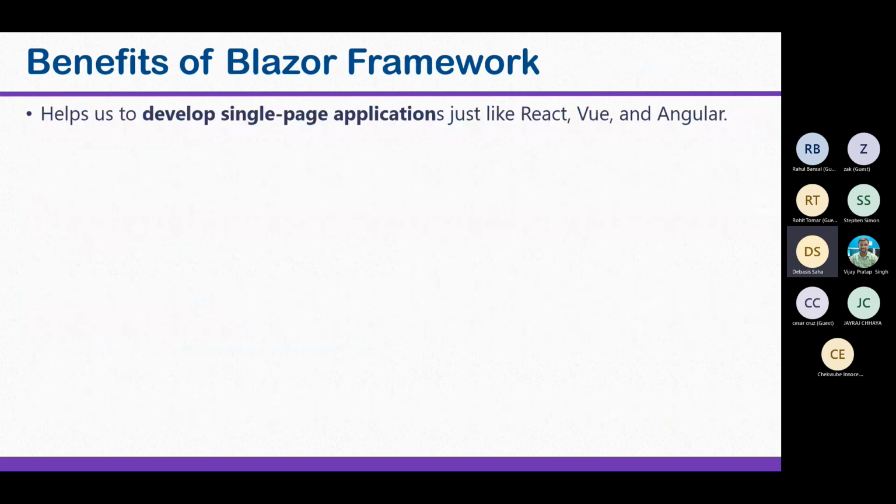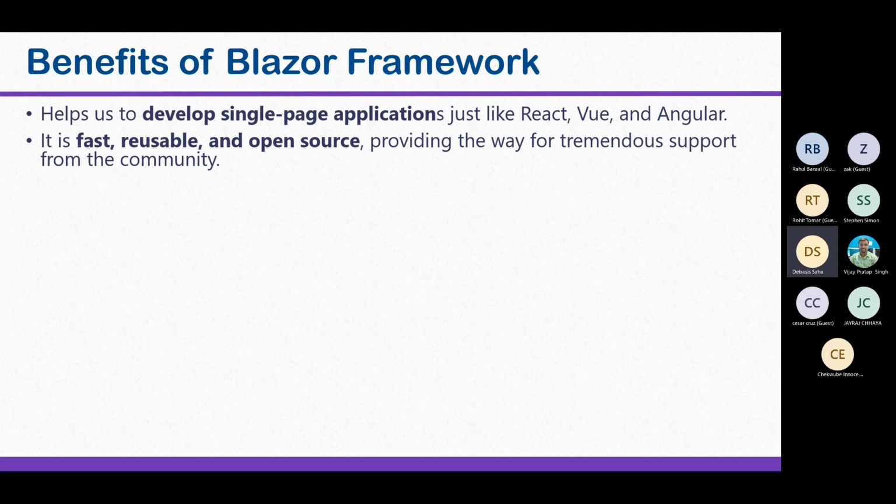So when we are going to use the Blazor framework, there are some definite benefits. With the help of Blazor, we can develop any type of web-based or single-page applications, which can be developed by React, Vue, or Angular right now. Whatever types of applications we are developing with React, Vue, or Angular nowadays, the same types of applications we can also develop with the help of Blazor. It is much faster, reusable, open source, and also has tremendous community support.